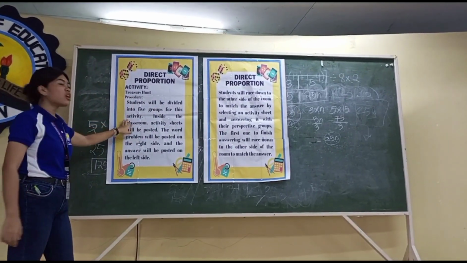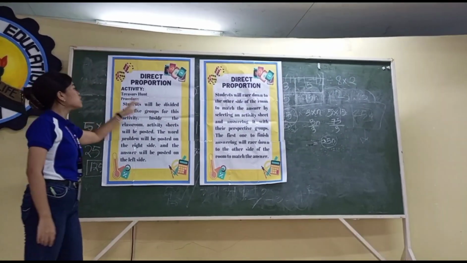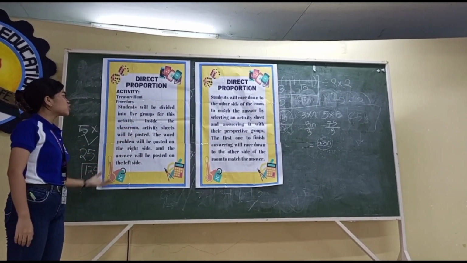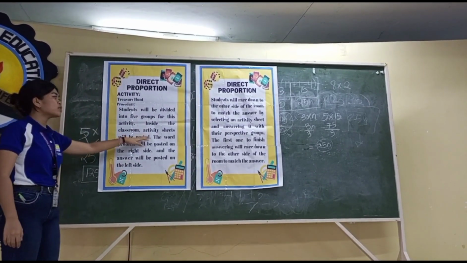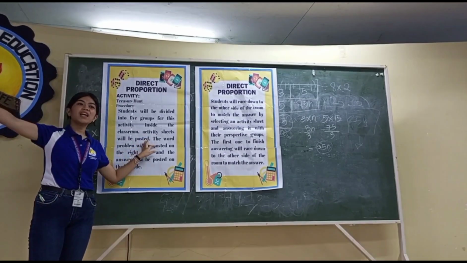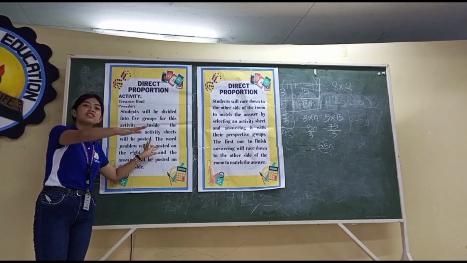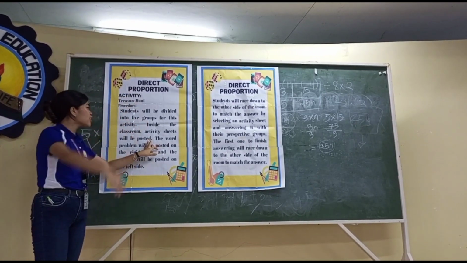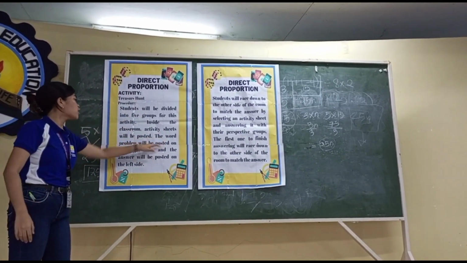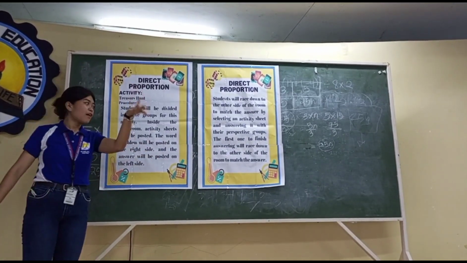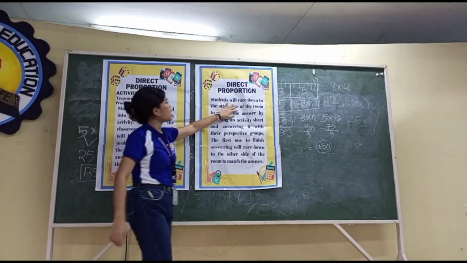Here is the procedure, or how to play this. Students will be divided into 5 groups for this activity. Inside the classroom, activity sheets will be posted. The word problem will be posted on the right side, and the answer will be posted on the left side. Let's look here.